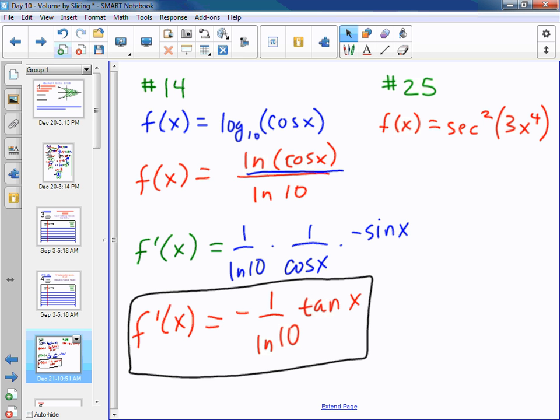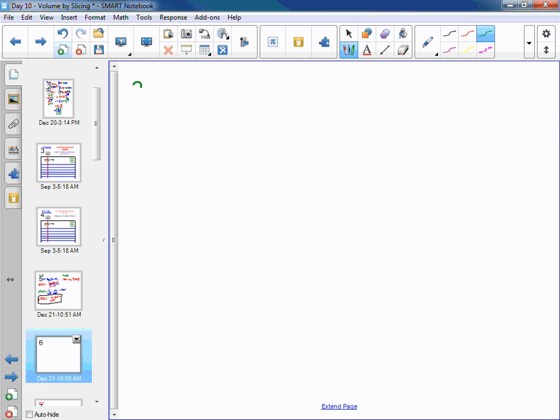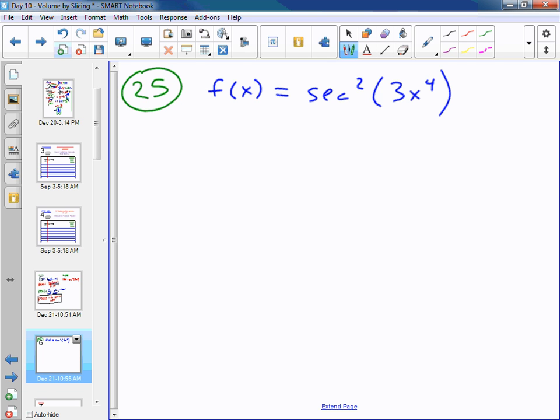Great. Let's do number 25. Number 25 is, gosh, a great candidate for the chain rule, eh? So let's go ahead and rewrite 25 where we have a little bit more room. So number 25 is x with secant squared of 4x squared. 3x to the fourth, so close. Let's do it. I know the derivative of a composition of functions is the derivative of the overall function with the inner function, then times the derivative of the inner function.